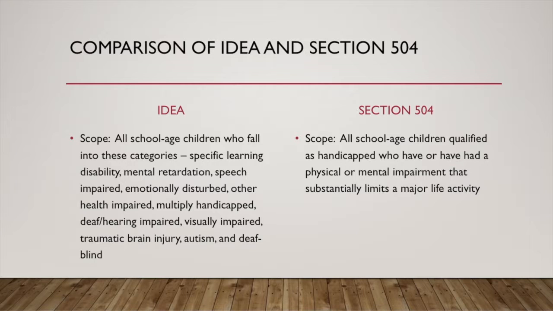So the scope of IDEA: all school-age children fall into these categories, and it gives you a list of those categories, like specific learning disability, mental retardation, speech impaired, emotionally disturbed, other health impaired, multiple handicapped, deaf or hearing impairment, visually impaired, traumatic brain injury, autism, and deafblind. And then Section 504, the scope of that is all school-age children qualified as handicapped who have or have had a physical or mental impairment that substantially limits a major life activity.